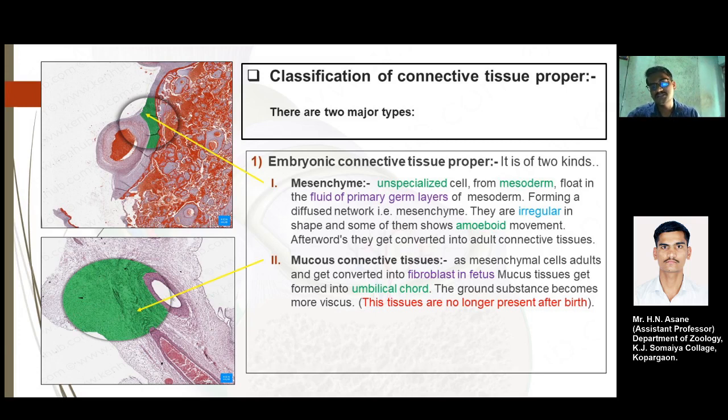And the second one is the mucous connective tissue, which is mainly situated in the umbilical cord. The umbilical cord is what we call naad in Marathi. So the umbilical cord is the tube-like structure which connects the mother's uterus to the fetal stomach.